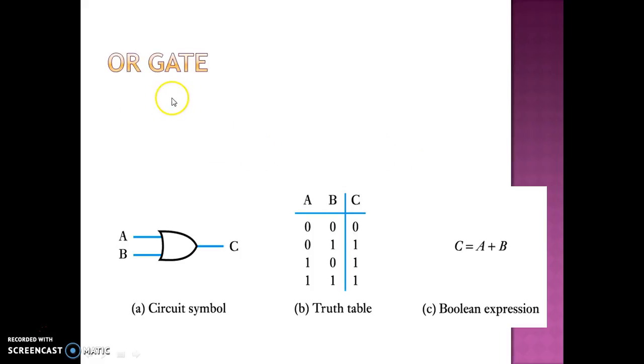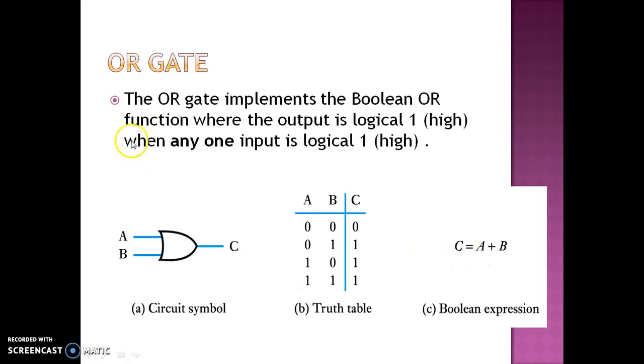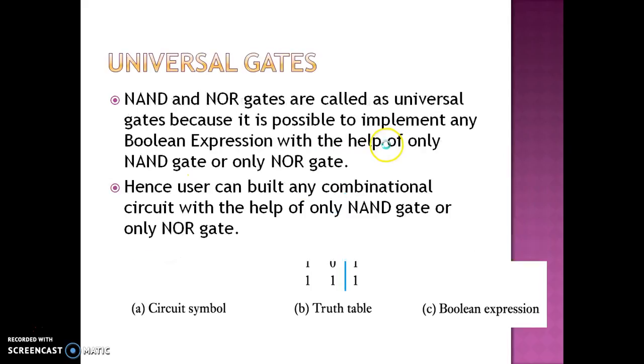Then next we see OR gate. Here there are two inputs A and B, output is C, and if you see in this truth table, the output is high level when any one of the inputs is high level or all the inputs are high level. So the Boolean expression C is equal to A plus B. The OR gate implements the Boolean OR function where the output is logical 1 when any one input is logical 1, that is high level.